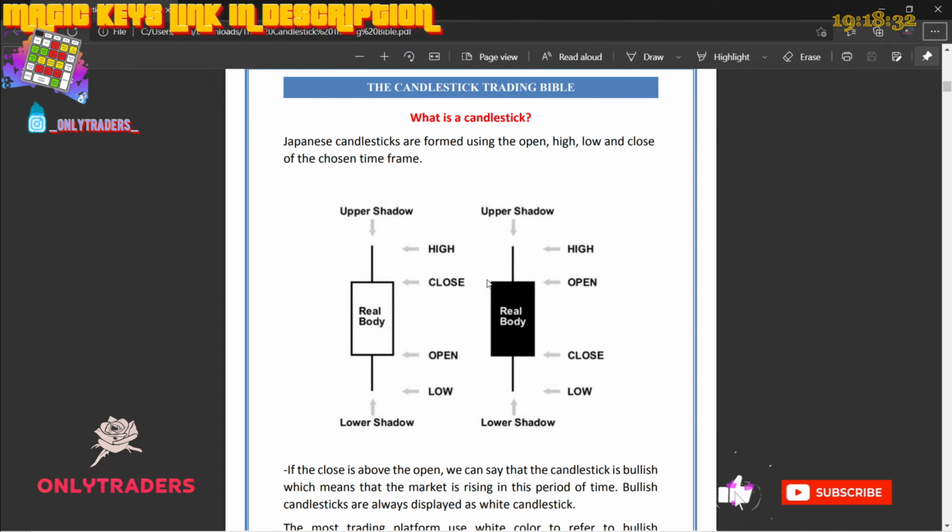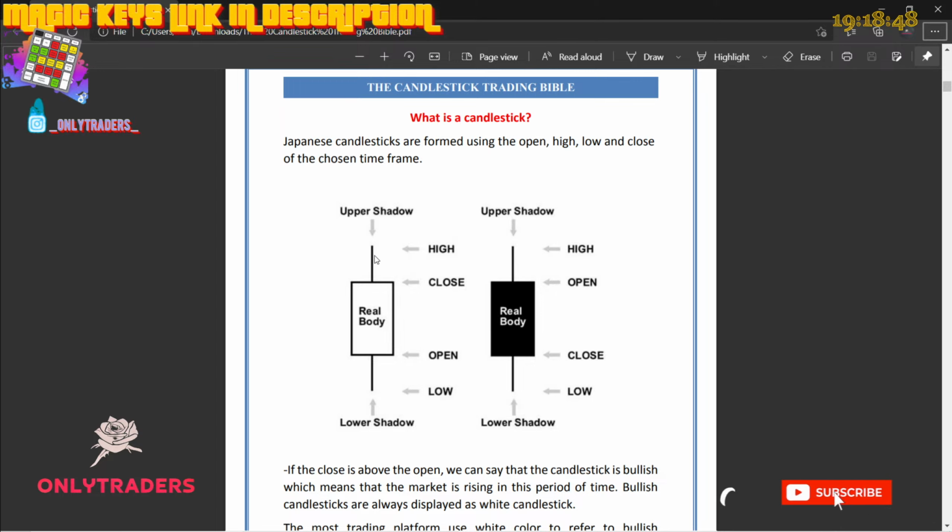We have the body, which is where price opens and price closes. That's the body. And then we have the wick, where you'll see the body move up and come back down and leave this line, which is a wick.